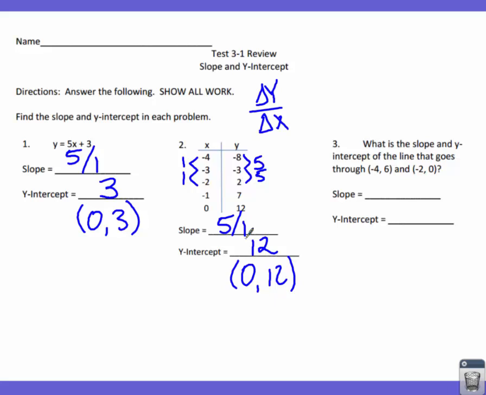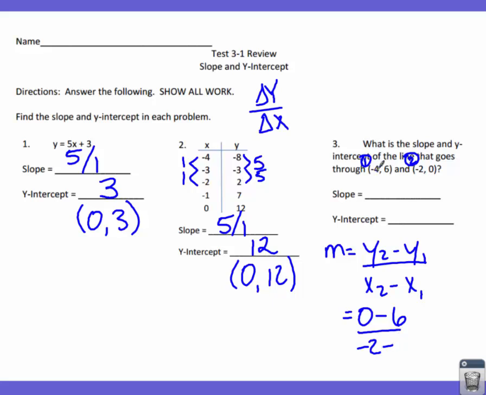Now in number 3 here, what I'm asking you to find is, I'm giving you 2 points, find the slope. Okay? So we know that if we're given 2 points, we have a formula that we can use, which is m equals y2 minus y1 divided by x2 minus x1. So again, like we've talked about in the past, you identify one of the points as 1, identify the other point as number 2. So this first point becomes x1 and y1. The second point becomes x2 and y2. So that tells us that our slope m is 0 minus 6 divided by negative 2 minus negative 4.